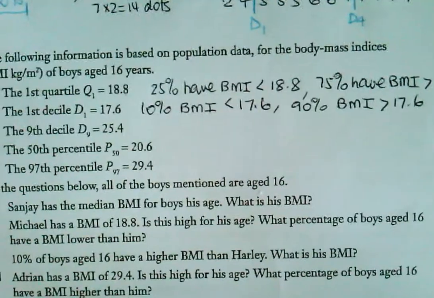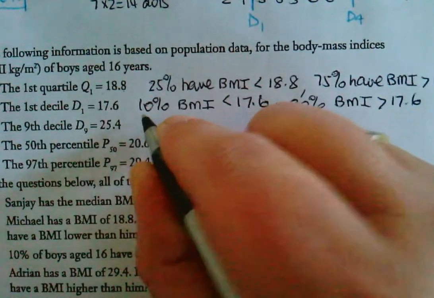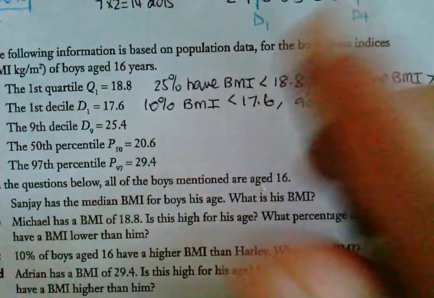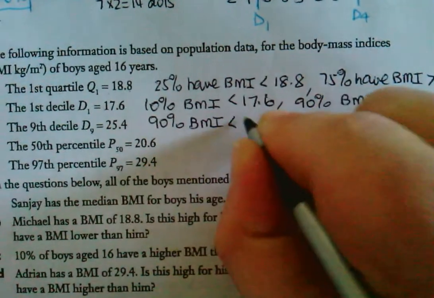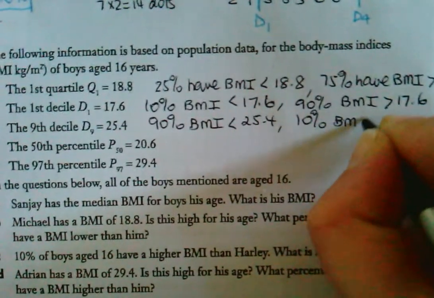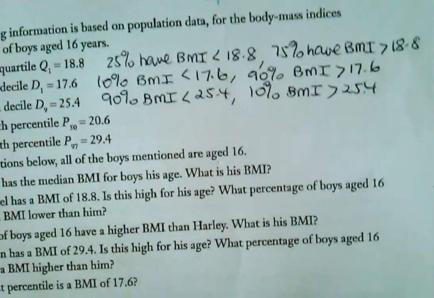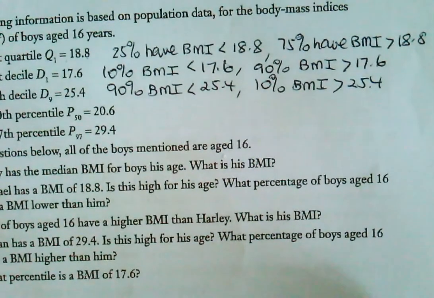And 9th decile, be careful. Yes, because that's 90% lower half, 10% upper half. 90% BMI less than 25.4, 10% BMI greater than 25.4, etc. So, once you interpret it that way, the question should be very easy to answer.